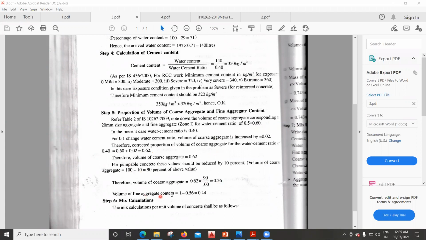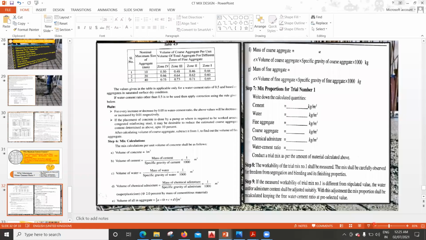This is for coarse aggregate. And if you deduct the coarse aggregate from the total, you will get the fine aggregate. Therefore, the volume of fine aggregate will be 1 minus 0.56, which is equal to 0.44. Now, why do we have to do that? Again, it is told by the code. It's written here. Just go through this once again.